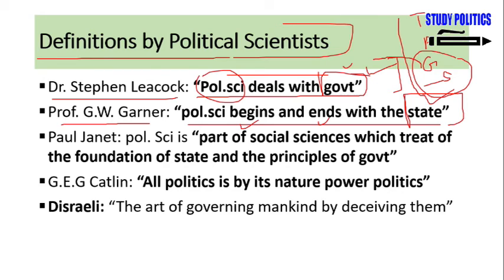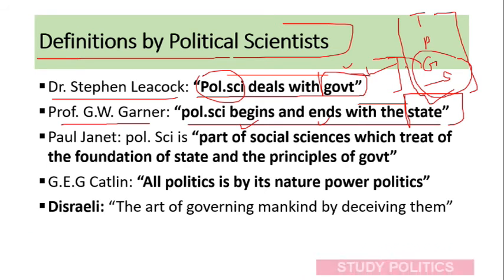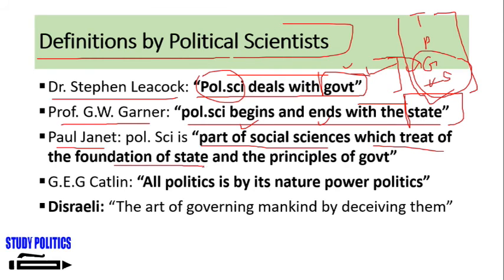I do not want to go into the detail again because this is a very introductory video. So suffice it to say that political science begins and ends with the state. That means political science will study government and sovereignty. Similarly, Paul Janet has described political science as a part of social sciences which treats of the foundation of the state and the principles of government. So in fact, this definition has combined these first two definitions.